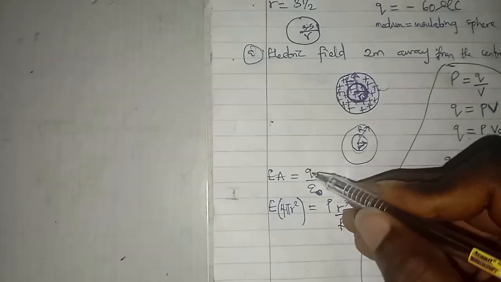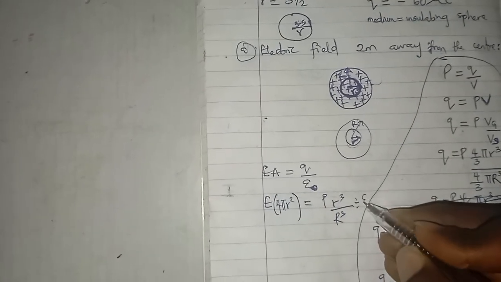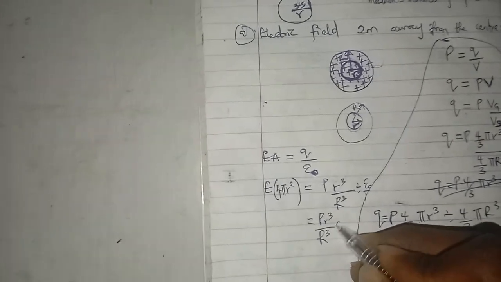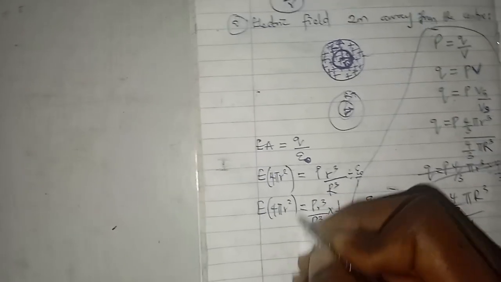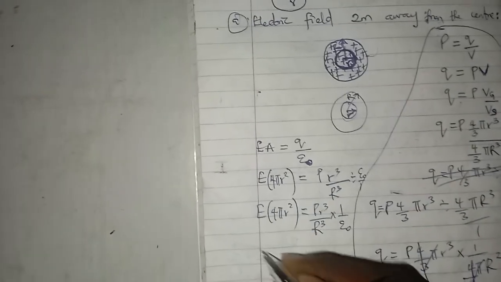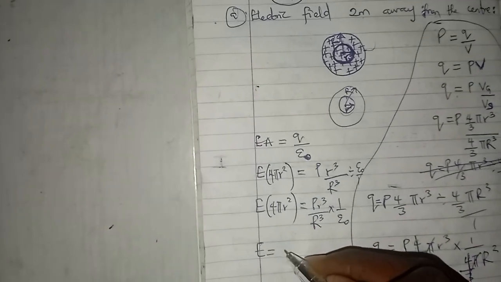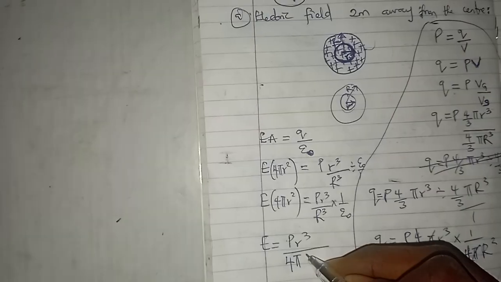So I got, this is Q, everything about Q, divided by E naught. So over 1. This is the same thing as saying P R cube over R cube times 1 over E naught. So I now have E into 4 pi R square. And you know that to make E subject of formula is the same thing as saying divide by 4 pi R square. So that this becomes E equals to P R cube all over 4 pi.